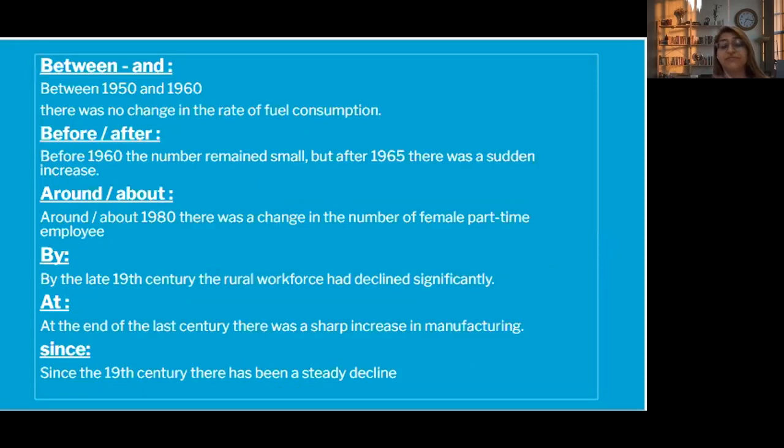Between 1950 and 1960. Before 1960, the number remained the same, but after 1965, there was a sudden increase. Around about there was a change. By the late 19th century, at the end of the last century, since the 19th century. So you can see how time expressions are used.